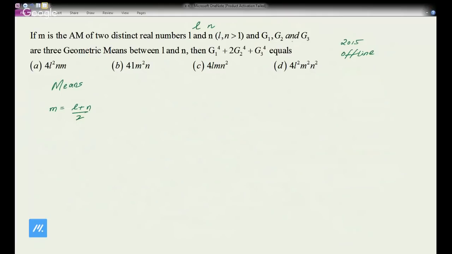And G1, G2, G3 are three geometric means inserted between L and N. So when you say geometric means are inserted, that means something of this sort has been done. And now this whole becomes GP. So if you are not sure and if you have not studied means, again go to the MathonGo app, and you can just see.